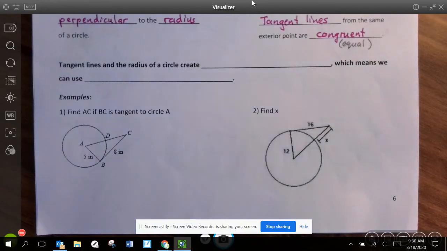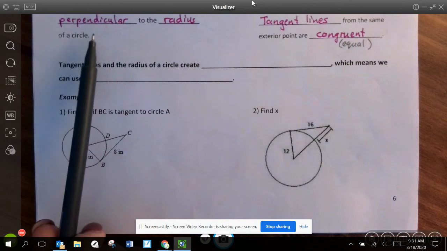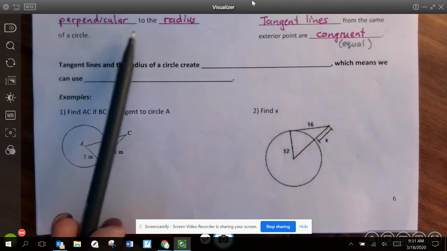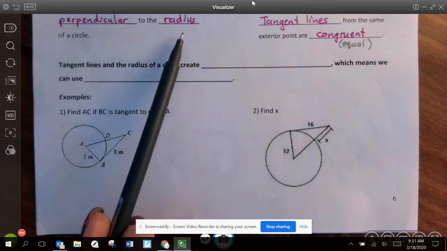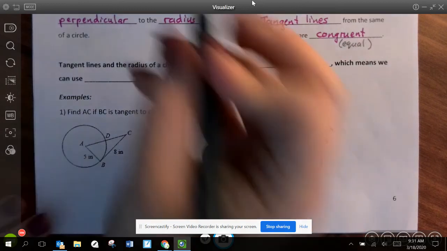I am going to be working through the bottom part of page 6 of your notes. It's talking about tangent lines. So we're just going to remember a couple things from the previous video. The first thing is that your tangent lines are perpendicular to your radius. Perpendicular means 90 degrees.